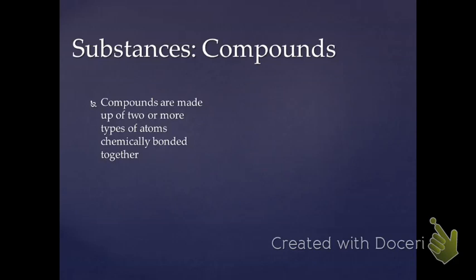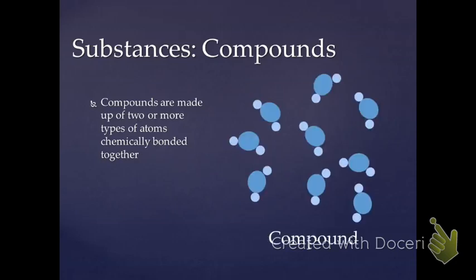Compounds are made up of two or more types of atoms chemically bonded together. In this case, they would look something like this. Light blue and dark blue atoms chemically bound together. There's a bond that exists between them. If that bond wasn't there, then it wouldn't be a compound.